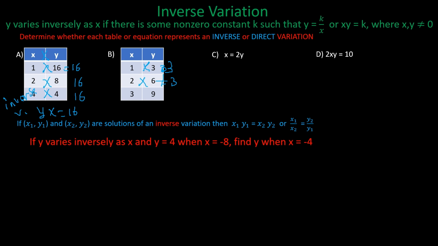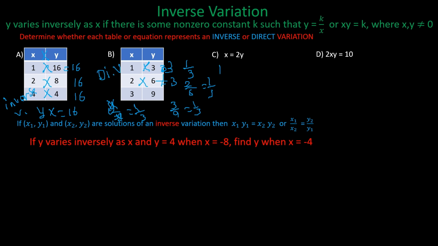Let's see whether it's direct or not. So let's make division. First one is 1 over 3. Second one is 2 over 6, which is also 1 over 3. Third one is 3 over 9, which is also 1 over 3. So this one is direct because y over x, or x over y, equals 1 over 3. It's constant, so it's direct. This one is direct variation.